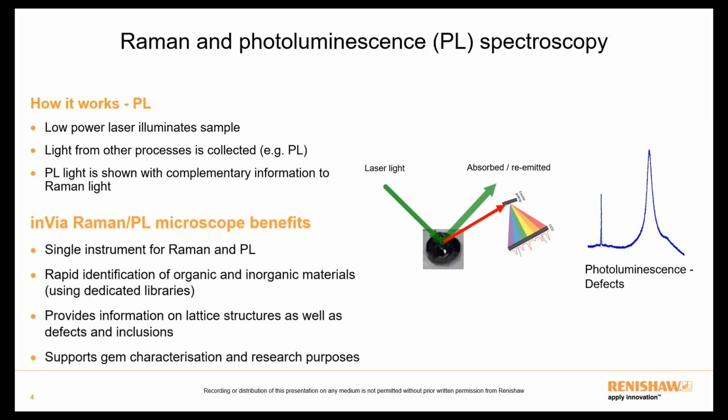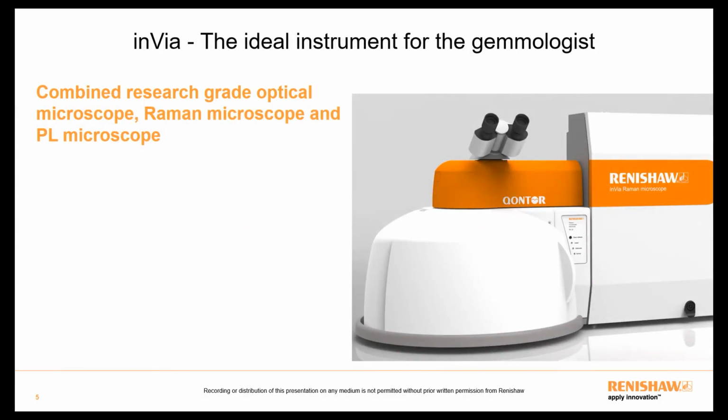The inVia Raman microscope is a single system combining both Raman and PL measurements together. Material identification is produced from the Raman information, usually in just a few seconds. The PL produces complementary information, revealing defects and inclusions. Together, these methods characterize gemstones and minerals. As we'll see, together this can reveal processes which may have been applied to a gemstone in order to artificially modify its look. So the inVia combines high-end optical microscopy, Raman microscopy, and PL microscopy together.